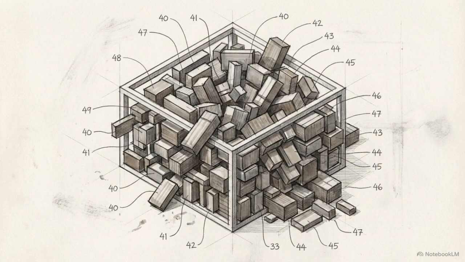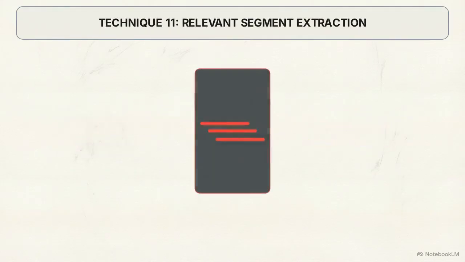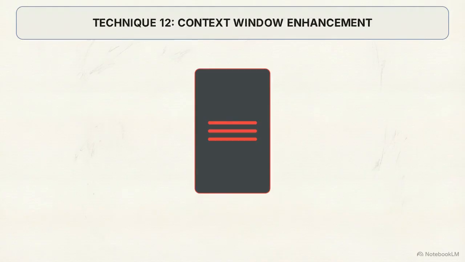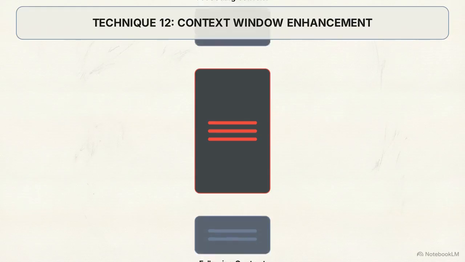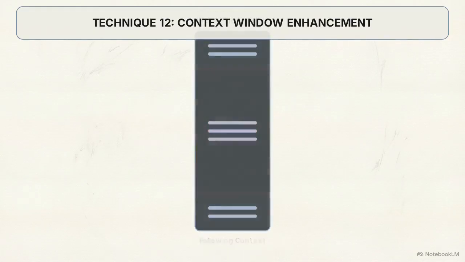After retrieval, we must sculpt the data to fit the LLM's strict token limits. Technique 11 is relevant segment extraction. An LLM scans the retrieved documents and surgically extracts only the sentences addressing the query. Conversely, Technique 12 solves the opposite problem. When a chunk lacks context, the database automatically fetches preceding and following chunks, snapping them into place to restore flow.